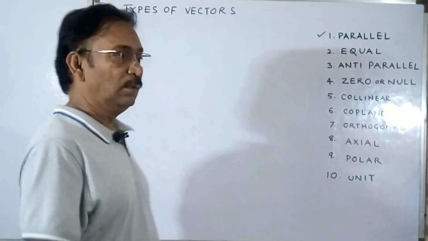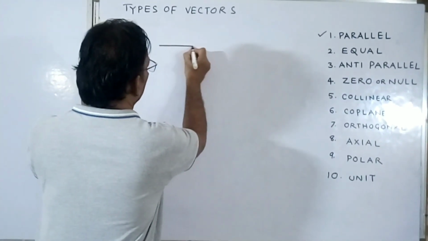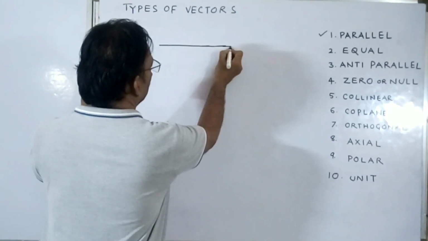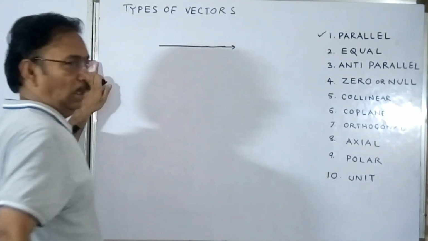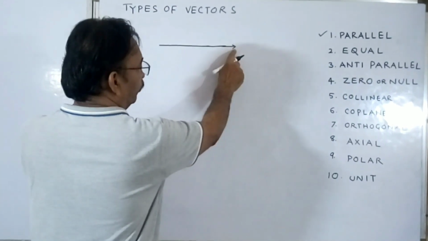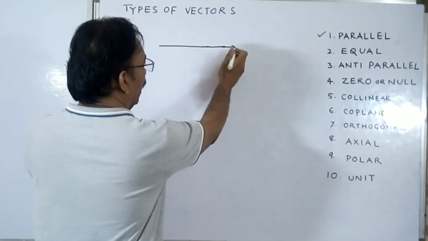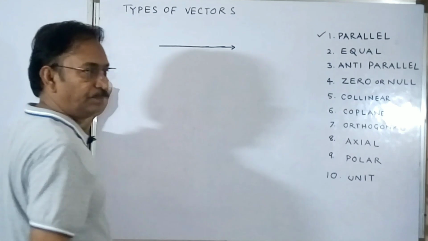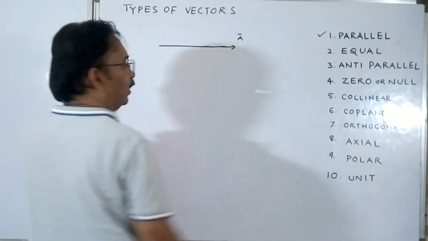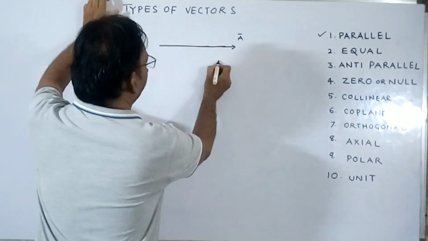Parallel vectors. You know that we can represent a vector by its magnitude as well as its direction. Let's say this vector has a magnitude. The length of the vector is known as its magnitude, and this arrowhead shows the direction. Let's name this vector A bar. We are talking about the parallel vectors now, and we have one more vector.